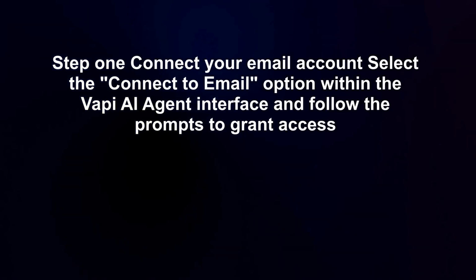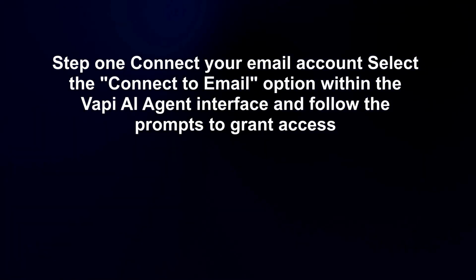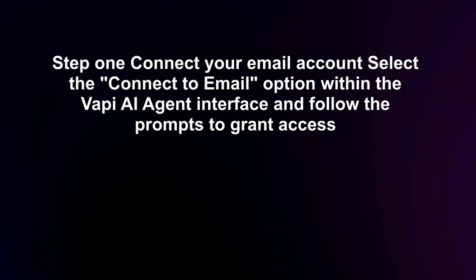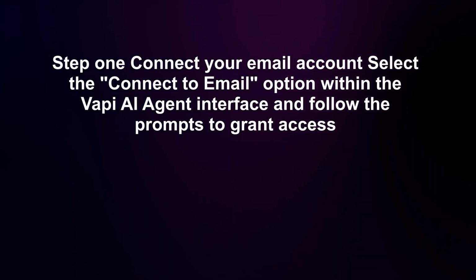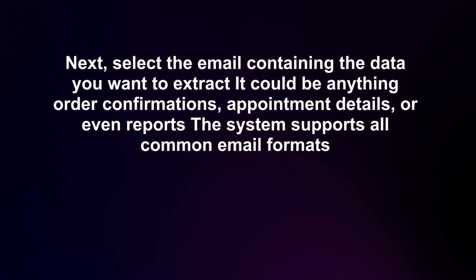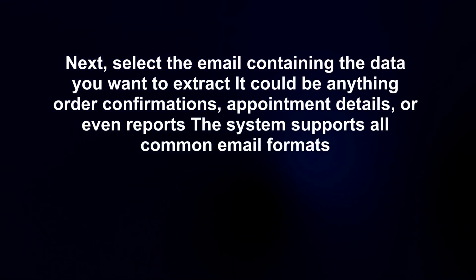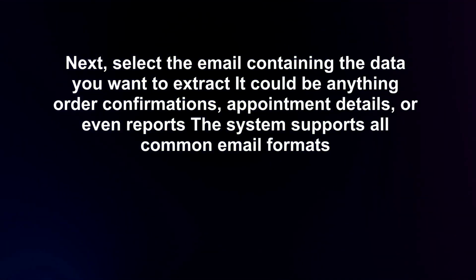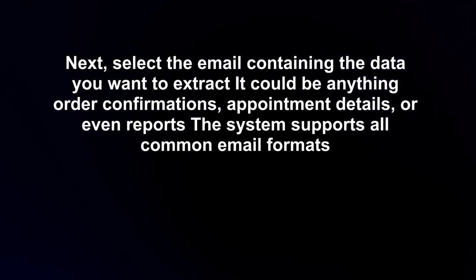Step 1. Connect your email account. Select the Connect to Email option within the Vapi AI agent interface and follow the prompts to grant access. Next, select the email containing the data you want to extract. It could be anything: order confirmations, appointment details, or even reports. The system supports all common email formats.